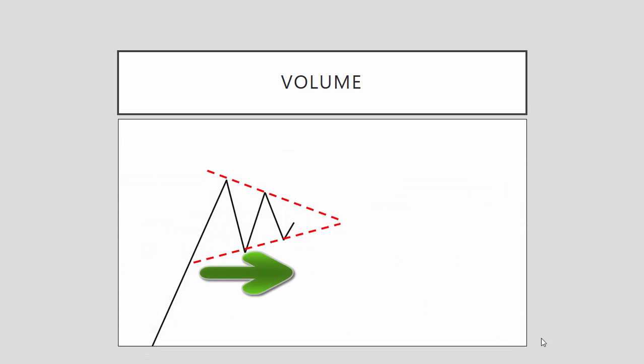Volume inside the triangle becomes lower as we go ahead in the chart to the right. For a valid signal of uptrend, we need a high volume penetration, and for downtrend we don't need it, as we've talked about in the head and shoulders pattern.